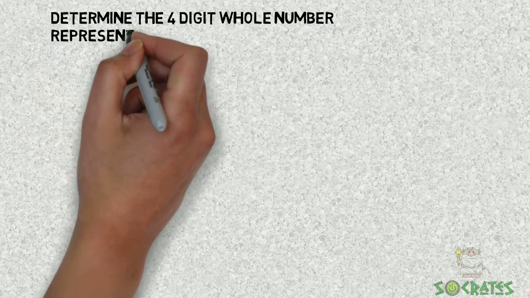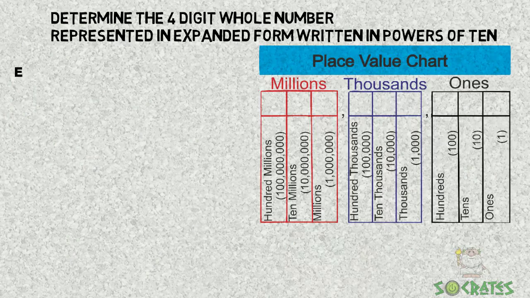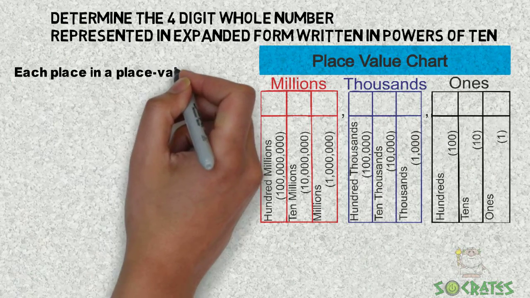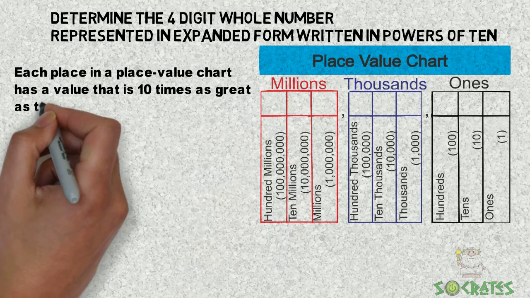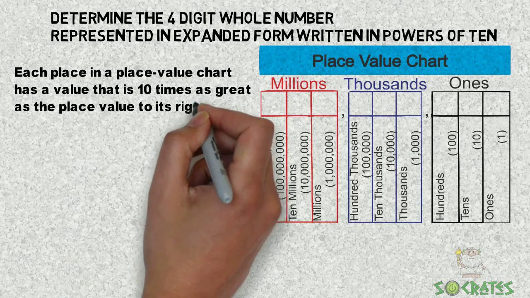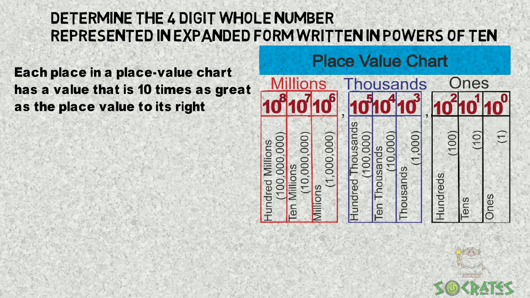Determine the 4-digit whole number represented in expanded form written in powers of 10. Each place value in a place value chart has a value that is 10 times as great as the place value to its right. We can write it this way using exponents. So in the ones, you have 10 to the 0 power. There's not 10 there, there's only 1.